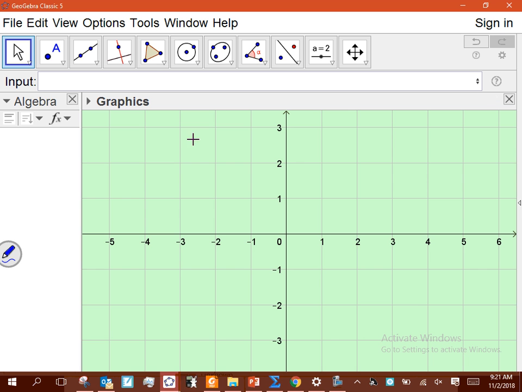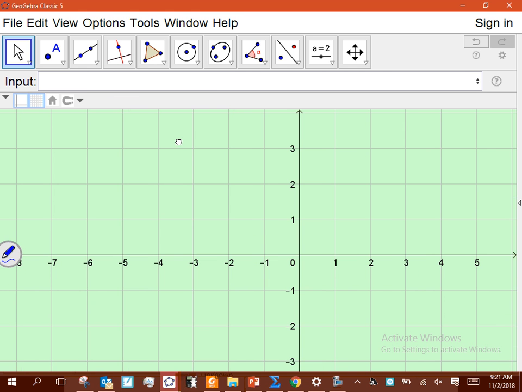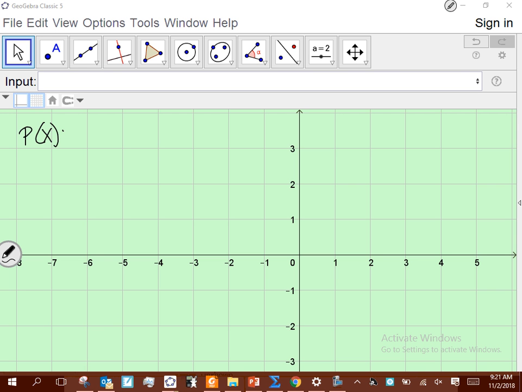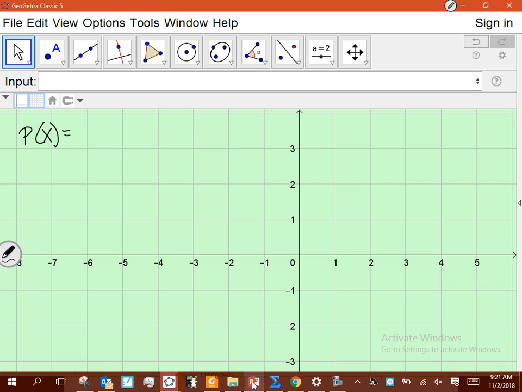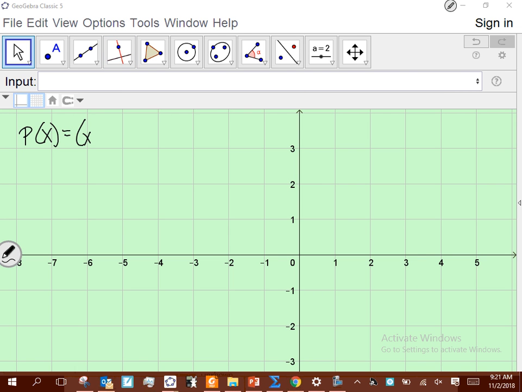But let's say that we had P of x equal to x plus 2, x plus 1, that squared, and then 2x minus 3. We're going to have to pause this in a minute. I'm lagging.